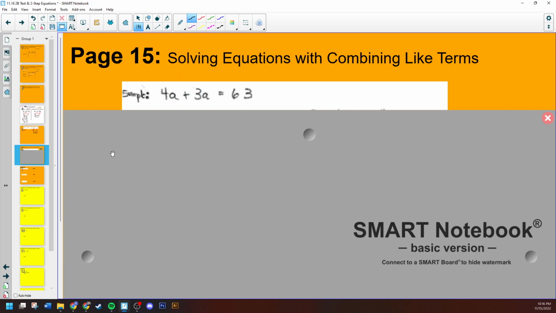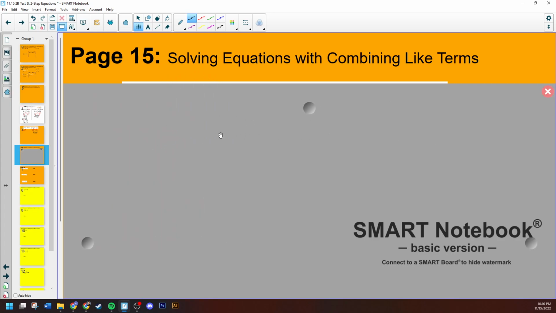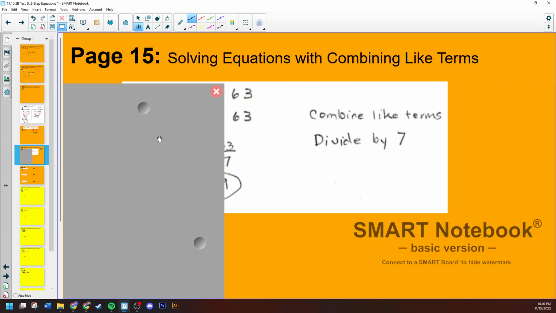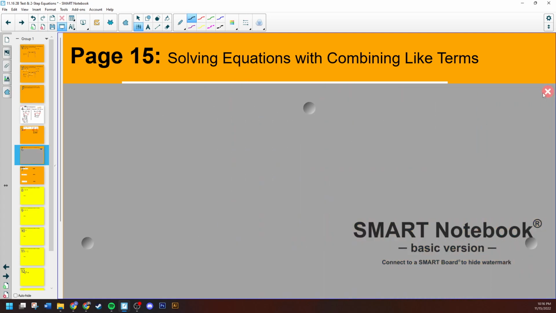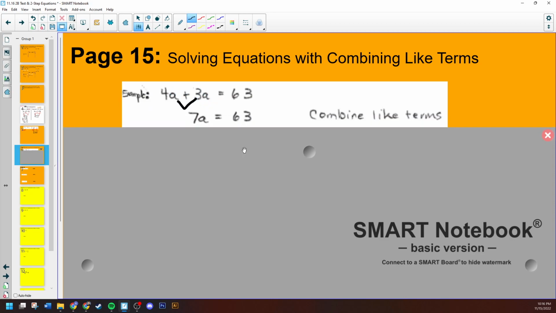So what you should do on these problems is, if there's some simplifying to do, I know I'm spoiling what the answer is, but look at each side of the equal sign. On the left side, there is some simplifying that we can do. We can combine those. On the right side, all we have is a 63. Okay, there's nothing to do there. So we're going to go ahead and deal with the side that has something to combine or simplify. And I'm going to combine 4a plus 3a, which does get us to 7a.